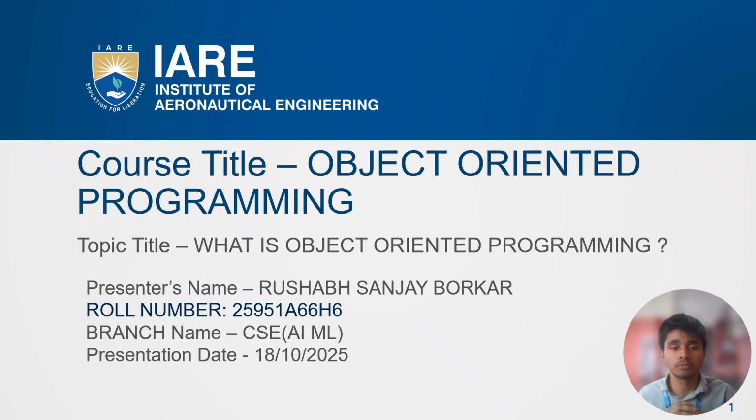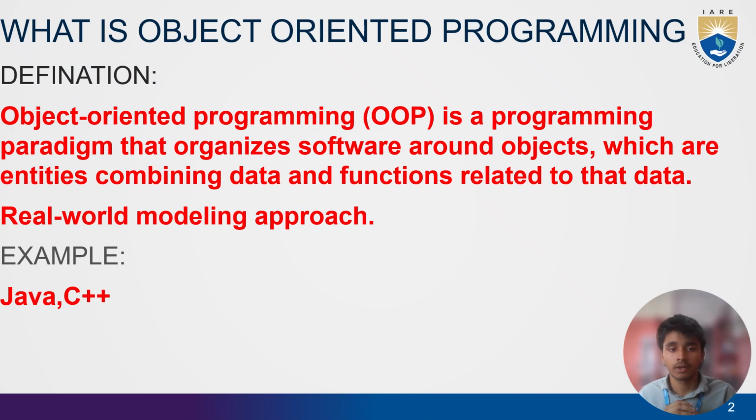I'm going to talk about object-oriented programming. What is object-oriented programming? Object-oriented programming, OOPS, is a programming paradigm that organizes software around objects, which are entities combining data and functions related to that data. It is a real-world modeling approach. Examples of object-oriented programming languages are Java and C++.